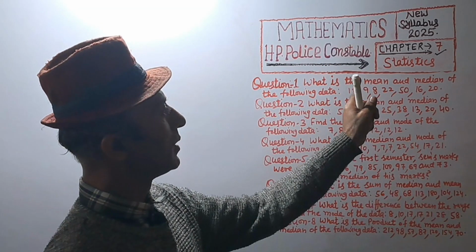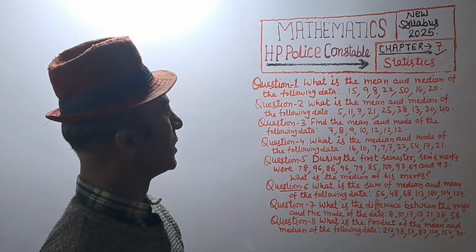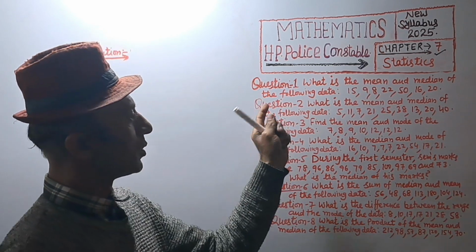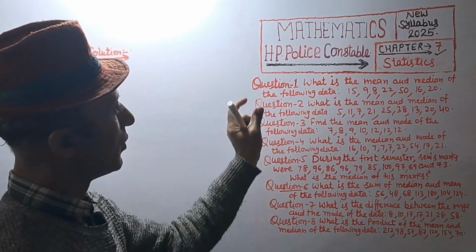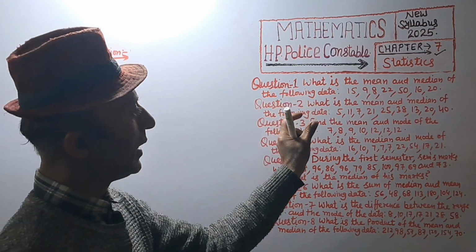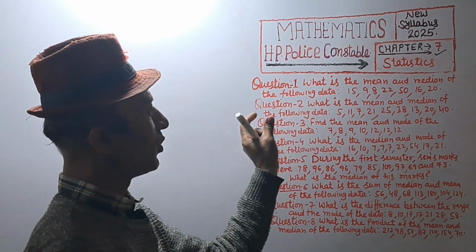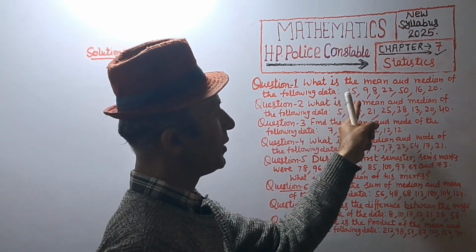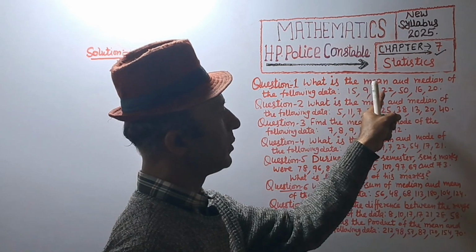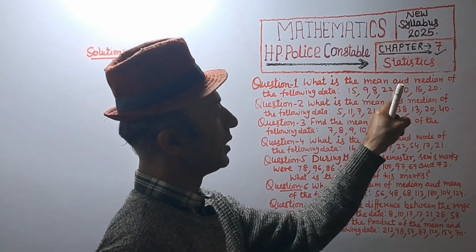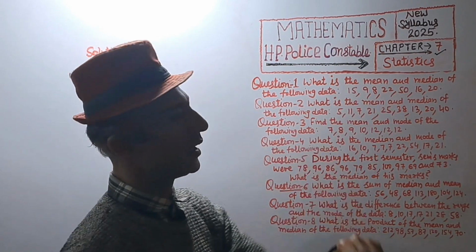Chapter number 7, Statistics. Question number 1. What is the mean and median of the following data? 15, 9, 8, 22, 50, 16 and 20.